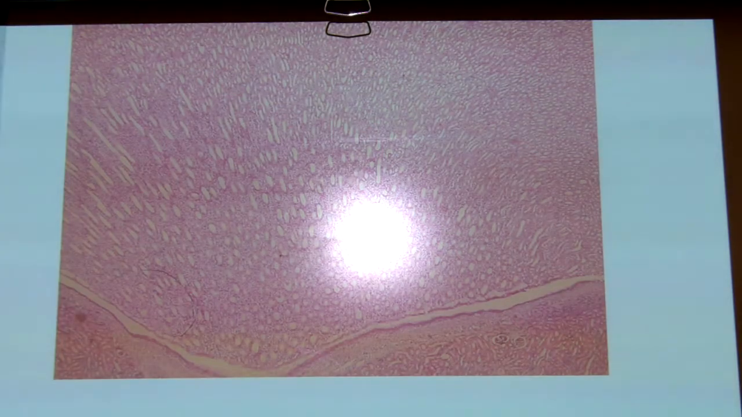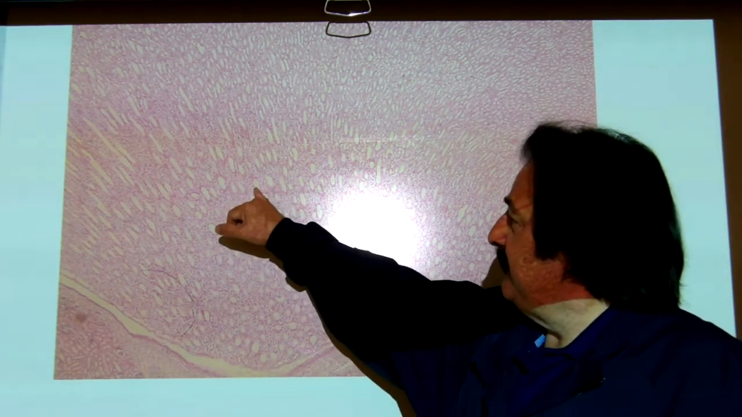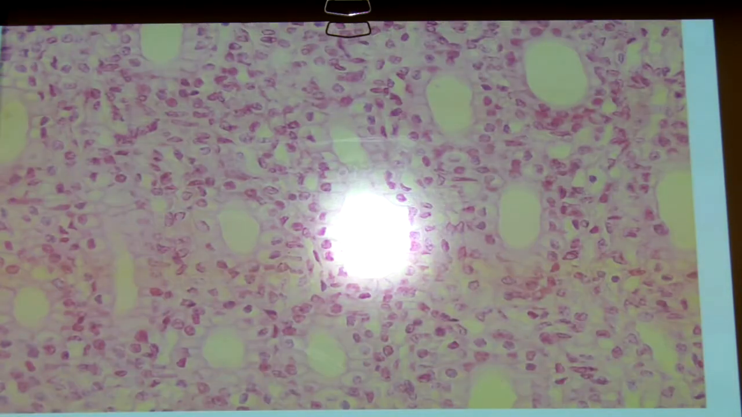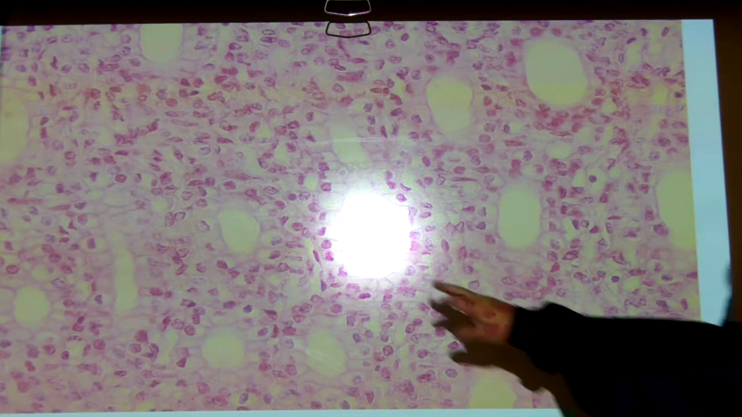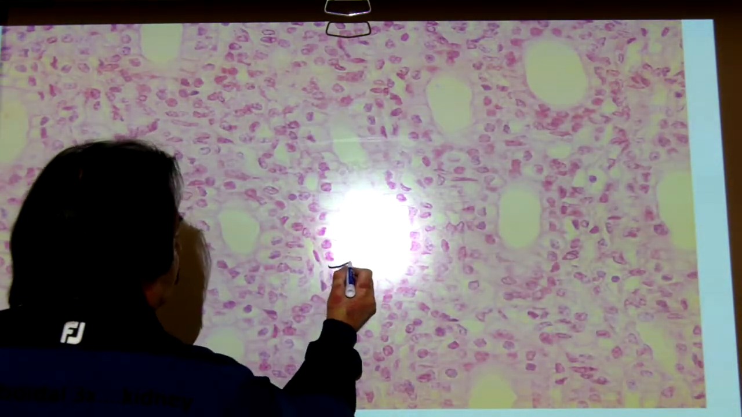Next, the wide view of simple cuboidal. You can see all the white lumen right here, okay? Little white dots. Let's zoom in a little bit better. And finally, right where we need to, the lumen. And notice the cuboidal shapes.